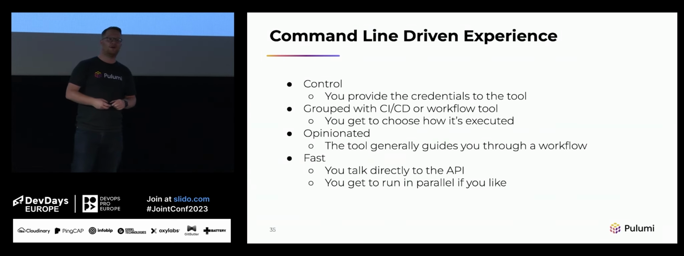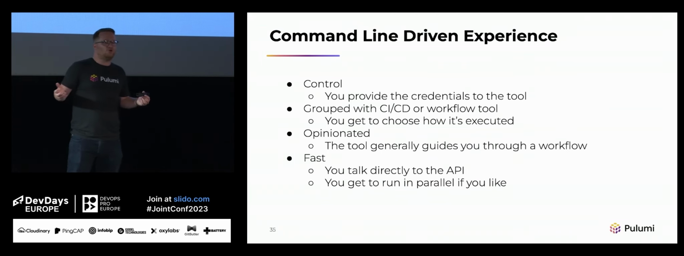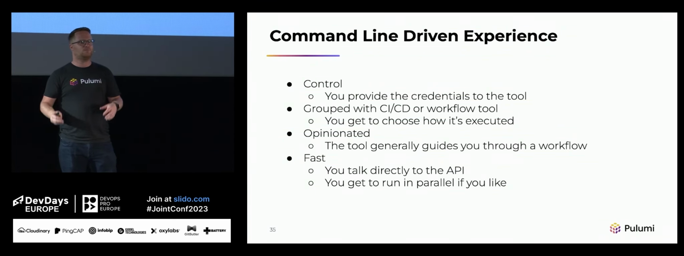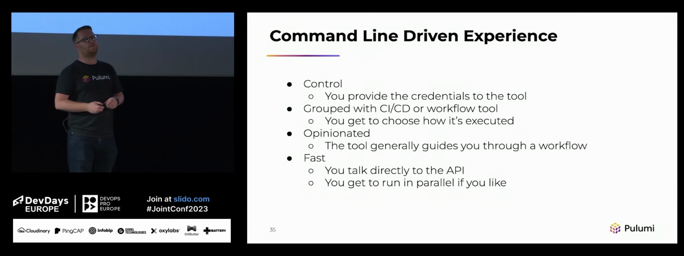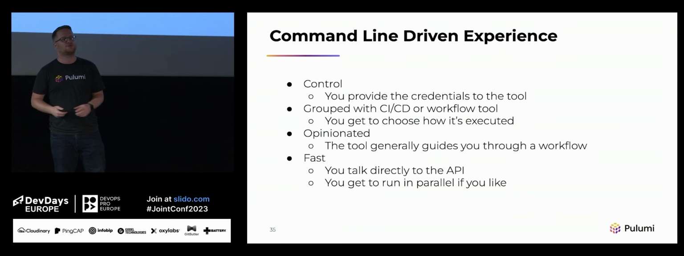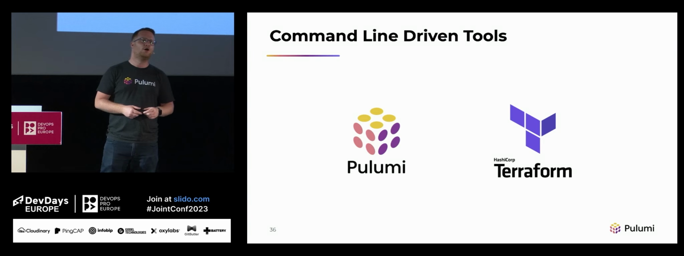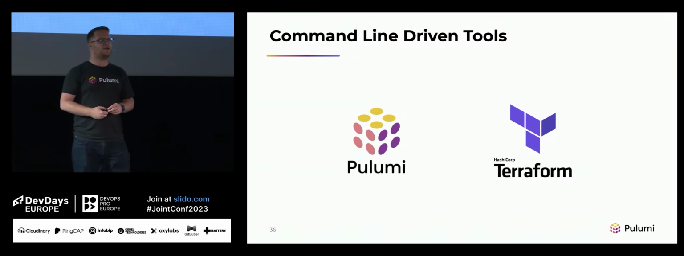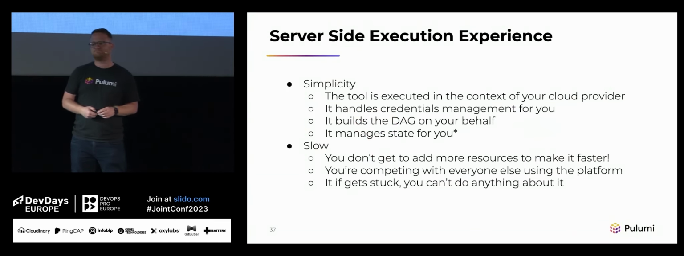But they are also, in almost all cases, extremely fast compared to the other stuff we're going to talk about. So you can do these things in parallel. You can manage different pieces of infrastructure as you wish. You can increase the size of your EC2 instance that you're running on to make it faster. That is all a part of the control that we talked about a few moments ago. These are the 2 main command line driven tools. So Pulumi has a CLI that you install. Terraform has a CLI that you install. And again, those are the most popular way of driving an execution experience.